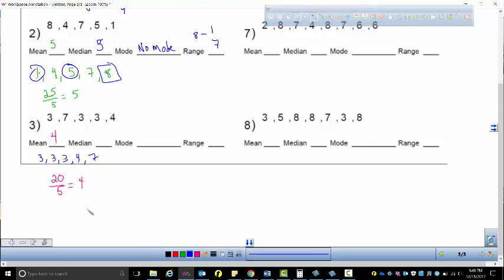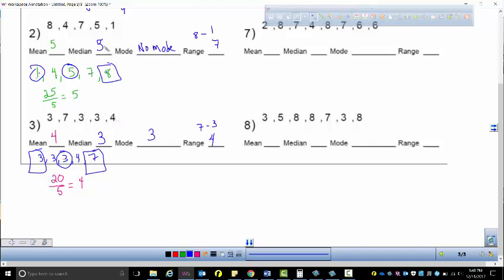My middle number is the one that's in the middle. So I have 1, 2, 1, 2. So this number is in the middle. It's 3. My mode is what I see the most of, which the one I see the most of is 3. And my range is going to be 7, my biggest number, minus 3, my smallest number, which is 4.